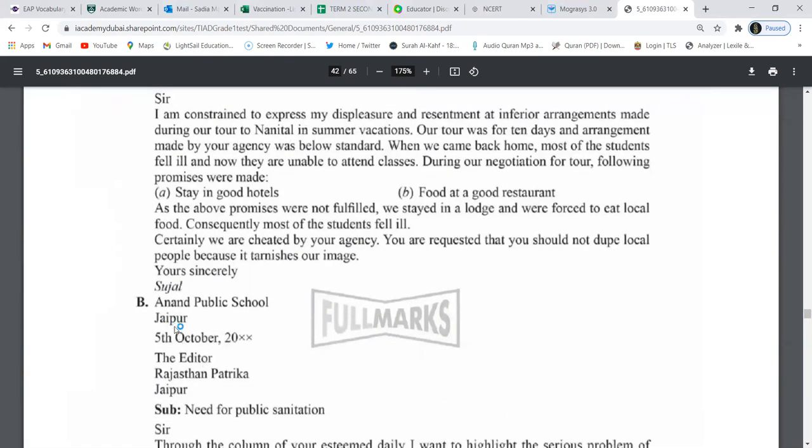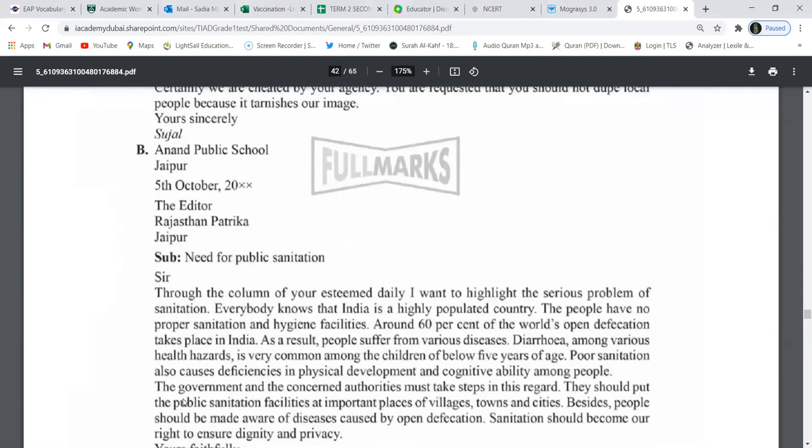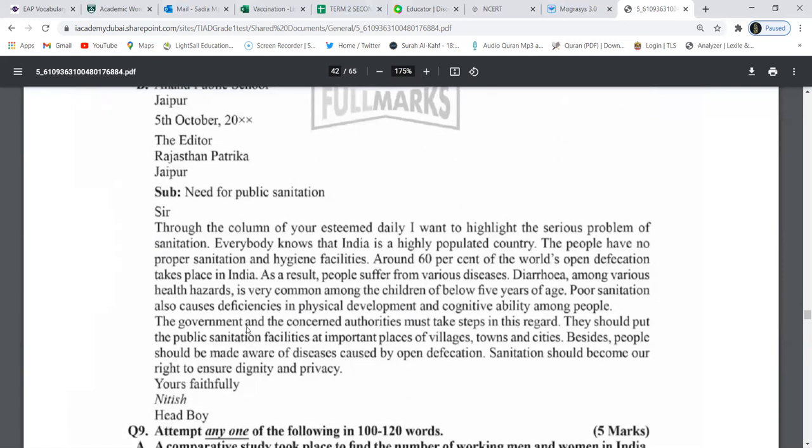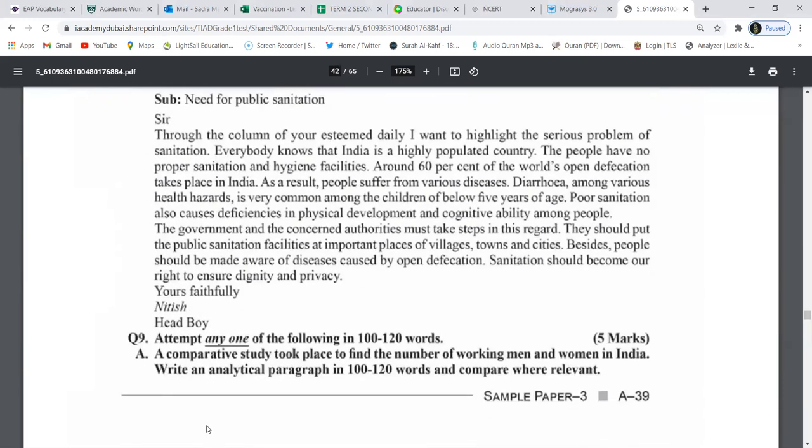Again, in the next sample, the country is missing from here, and the country is again missing from the recipient's address. Subject to be written after the salutation, and the entire content should be in 3 paragraphs. If it is to the editor, it should be closed with Yours truly. Signature is there, but the name is missing. Write the full name and after that the designation, that is, the Head Boy, to be written.